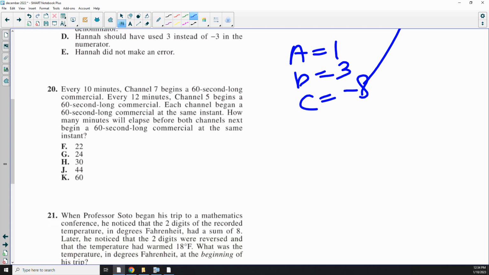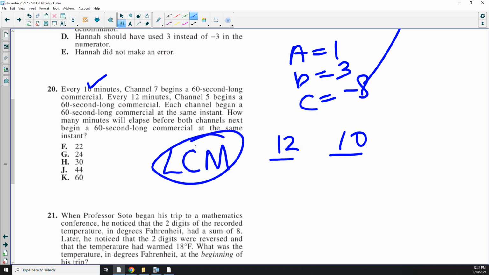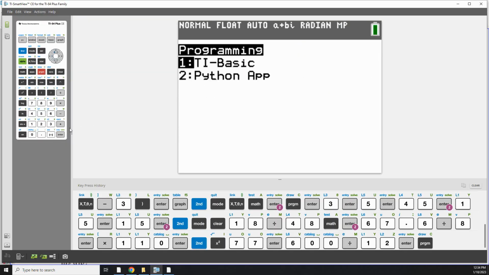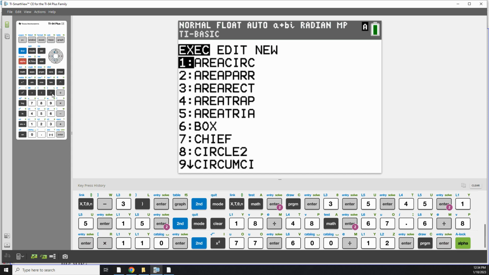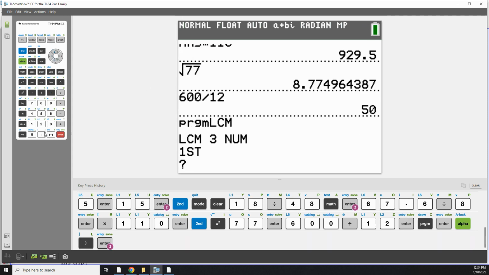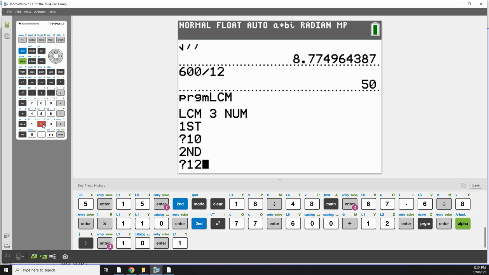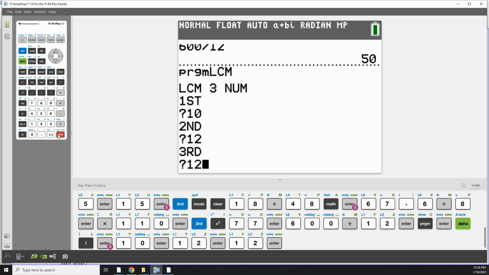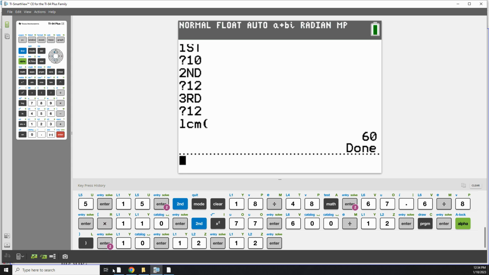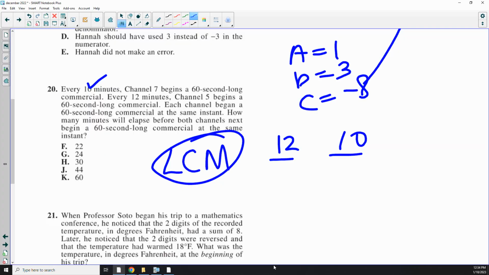Every 12 minutes they begin a 60-second commercial, and the other one is every 10 minutes. So when will they run together? You see this all the time. It's the LCM of 12 and 10. So that's one of my programs called LCM. And if you were in my class, you know to hit one of the numbers twice, and the LCM is 60. That's when they'll both appear again. Answer K.